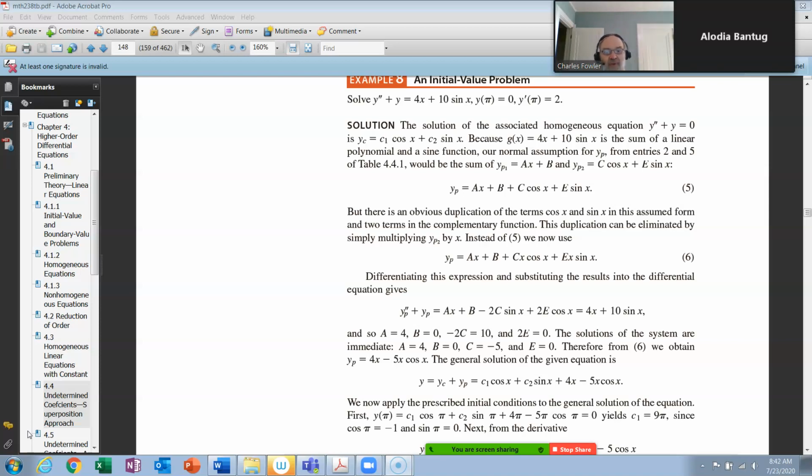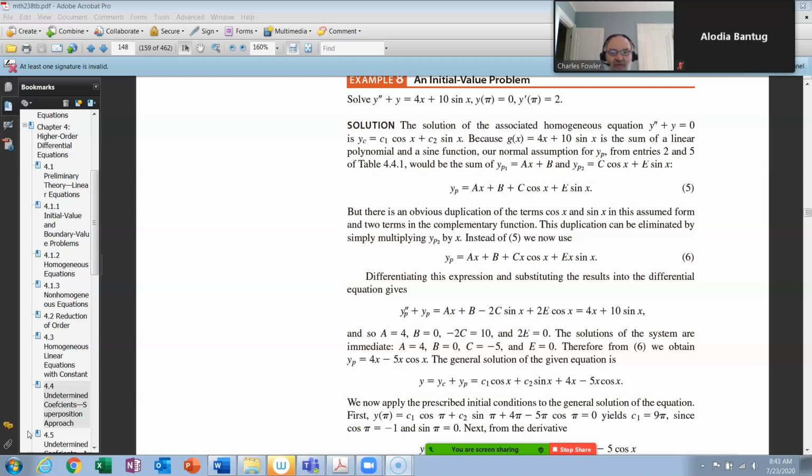That meant that whatever you had with all the y's and y primes and y double primes and as many derivatives of y as you wanted was on one side of the equation, and then the right-hand side was zero. That's homogeneous. Not just that, we also are requiring that all the derivatives of y have coefficients that are constants, not variable. We did linear equations earlier with variable coefficients, especially first order. Now we're doing higher order with constant coefficients. Okay, that was 4.3 when it was homogeneous.